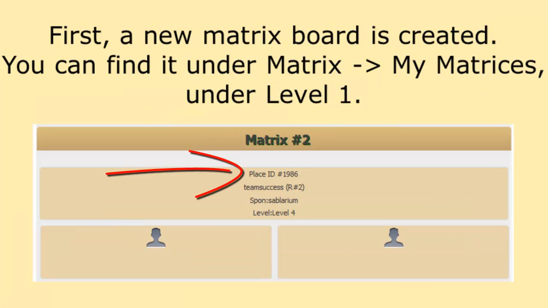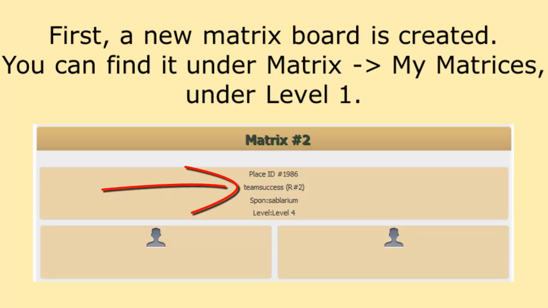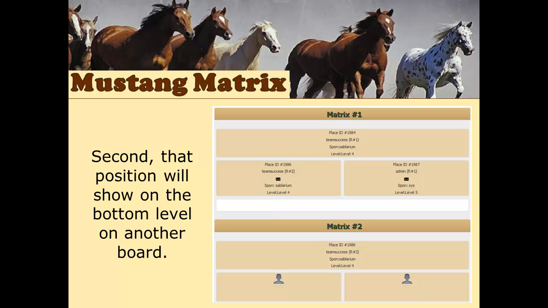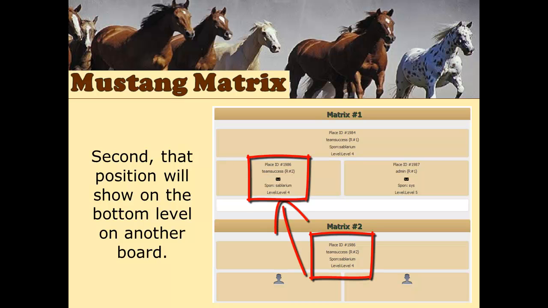There is a place ID number. There is the person's username. And see where it says R2? That's basically saying that is board number 2. When you first get a position, a new board is created where you are number 1. You are in the top. Second, that position will show on the bottom level of another board.